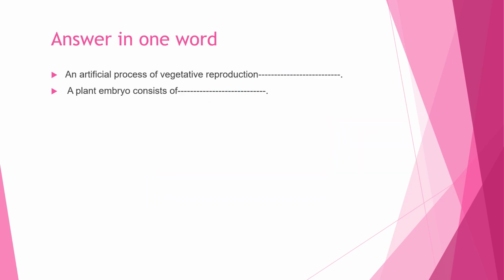Now if they are telling you to write an artificial process of vegetative reproduction or vegetative propagation, there are many artificial processes, right? So mention may be made of any one. You can write any one of them, like cutting, layering, grafting. So many procedures are there.